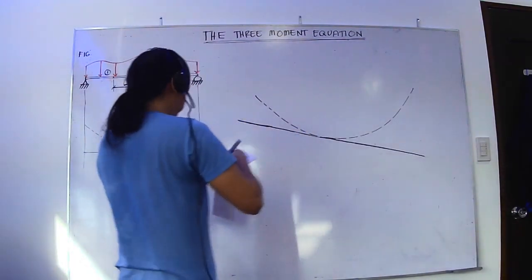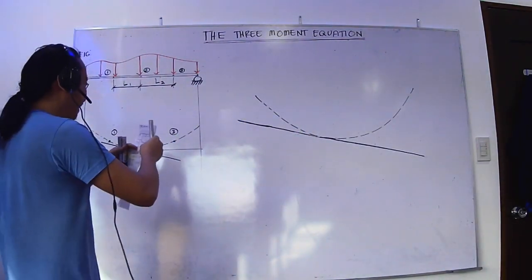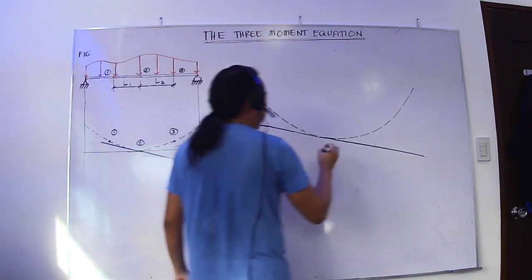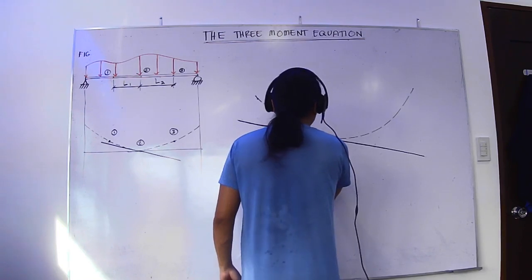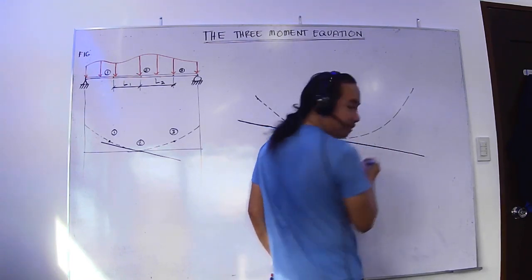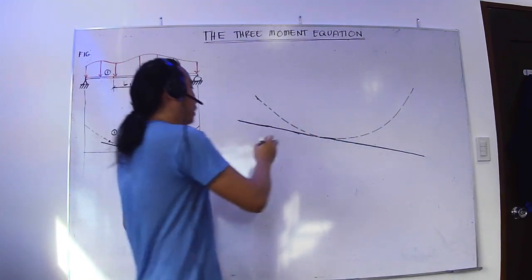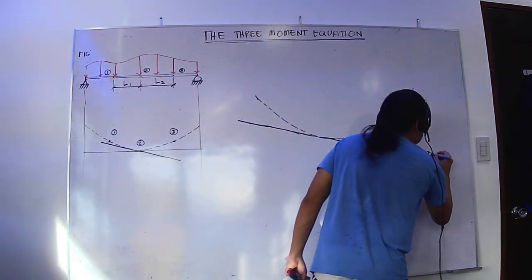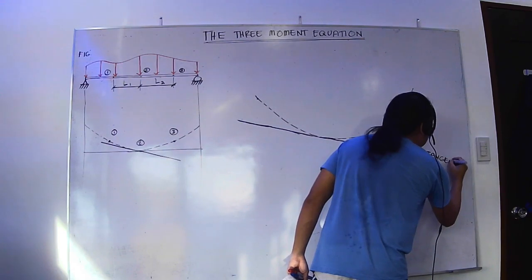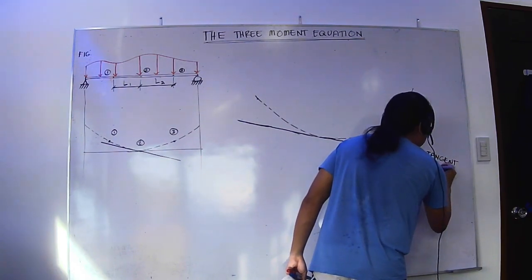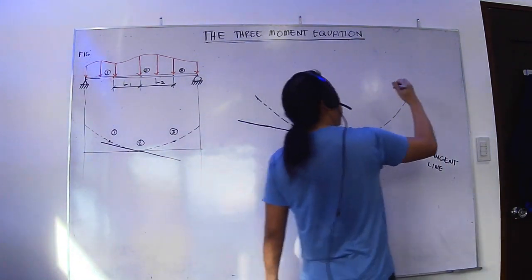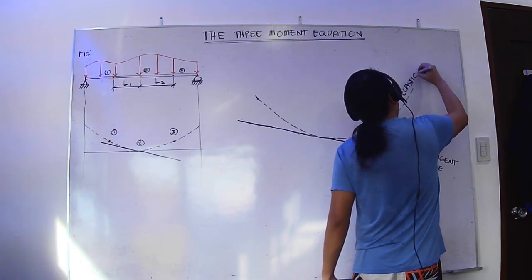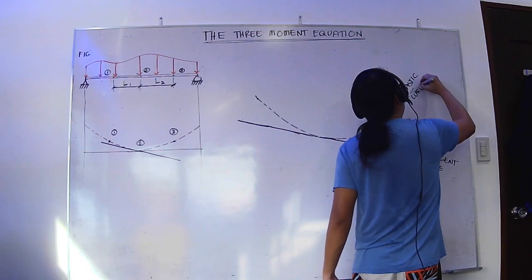Okay, so this is our tangent line, okay? Tangent line to our elastic curve, okay?